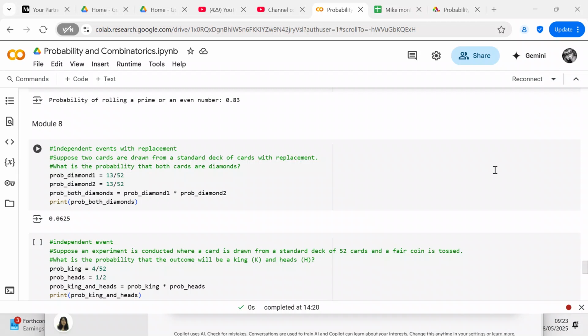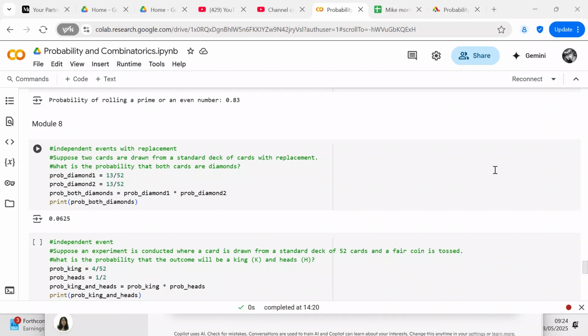An independent event has replacement, and a dependent event does not have replacement. So the first question is an independent event with replacement. Suppose two cards are drawn from a standard deck of cards with replacement. What is the probability that both cards are diamonds?